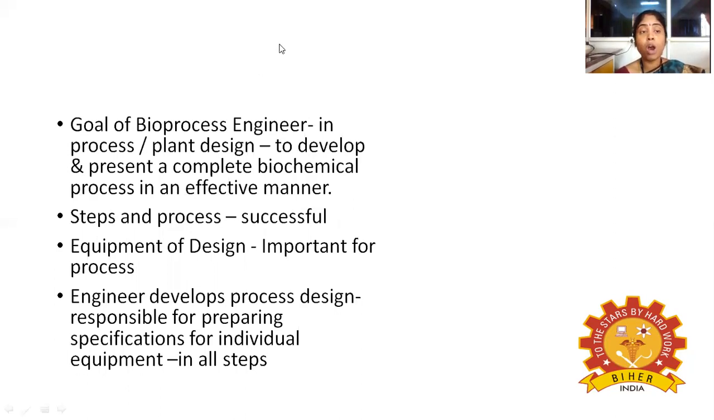So as a bioprocess engineer, how do we have to be? For any product or plant design, we need to develop a complete biochemical process in an effective manner for product formation in a larger quantity. Those steps have to be explained in such a way, with the help of a process, in a successful manner for 100% product. And how we are going to design the equipment also has to be taken into consideration. So the goal of an engineer is to develop a complete biochemical process in an effective manner by preparing a specification for individual equipment in each and every step that is included.